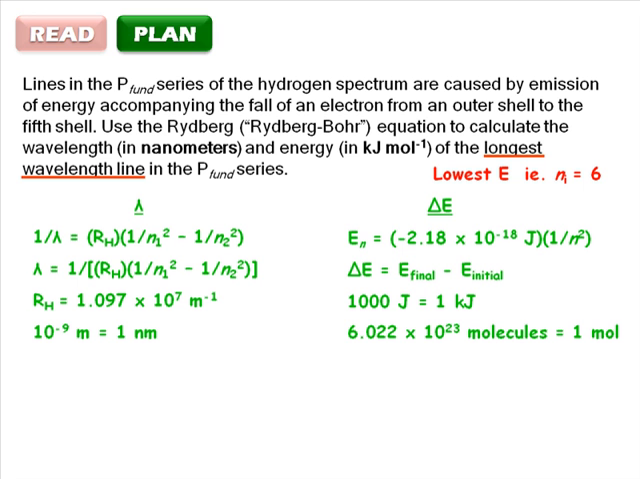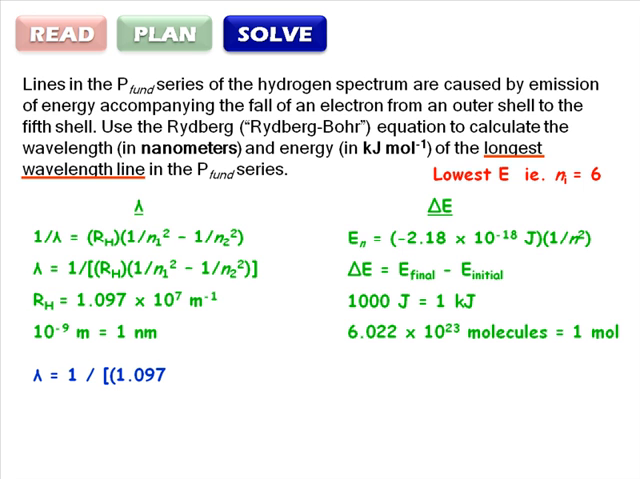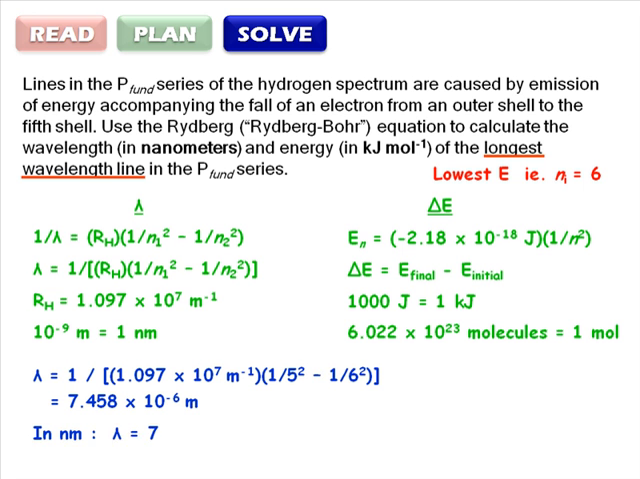To solve the problem, substitute the values for the Rydberg constant, N1 and N2 into the Rydberg equation. Remember that N2 must be greater than N1. Calculate the wavelength and convert into nanometers, making sure that the units cancel properly.